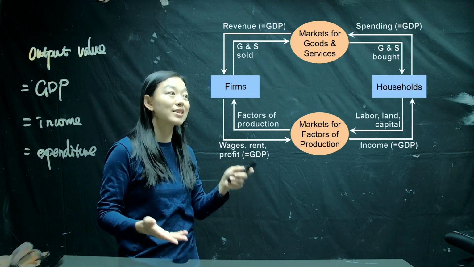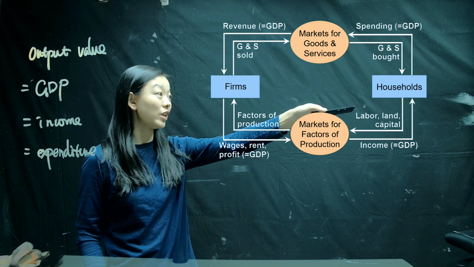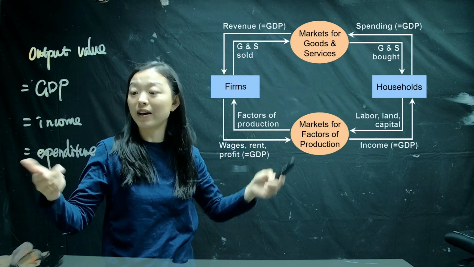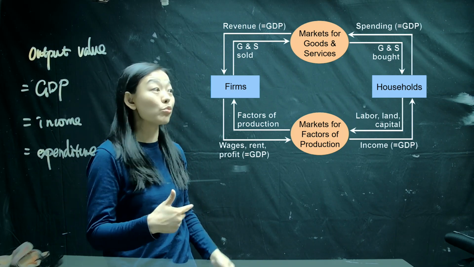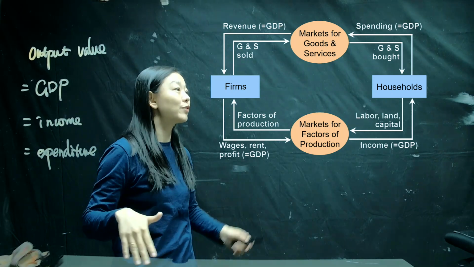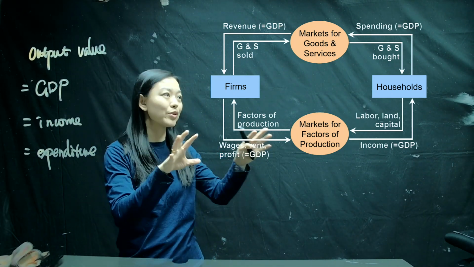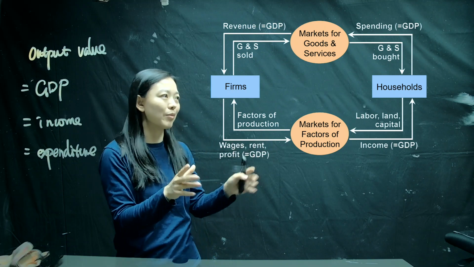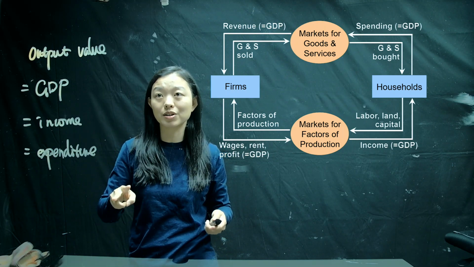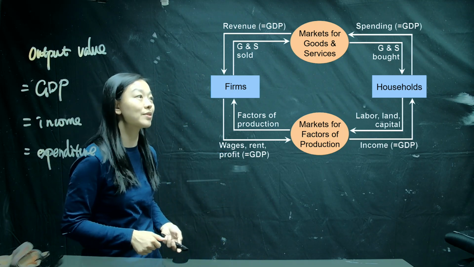So from this circular diagram, we show the GDP from different perspectives. GDP can equal income, right? GDP can also equal spending, that is expenditure, and also equal revenue, or what we say the output value. So from this circular diagram, we simplified the macroeconomy in a very easy diagram. We assume there are only two participants, households and firms, and only two markets, the market for factors of production and the market for goods and services.